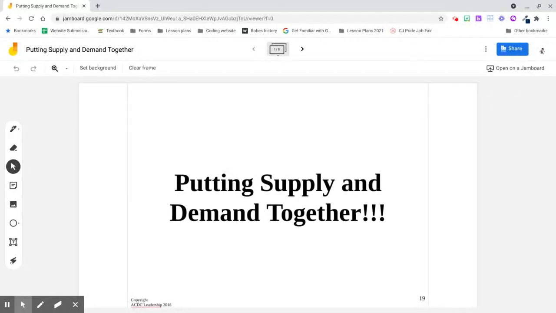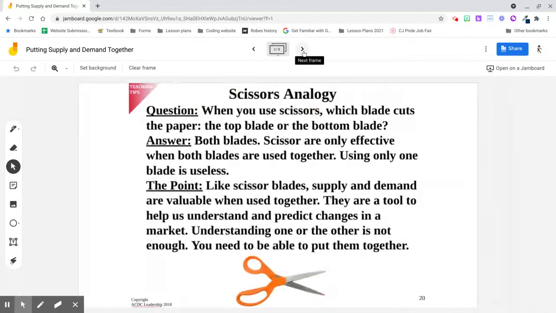An analogy that Jacob Clifford, who I use a lot, I think he's awesome, puts out there very simply, right? Think of scissors. You must use two blades of the scissors for the scissors to work, right? One blade, not as effective. Two blades, they work together and they get the job done. That's exactly what we're talking about here, two blades of scissors. They must work together: supply and demand.